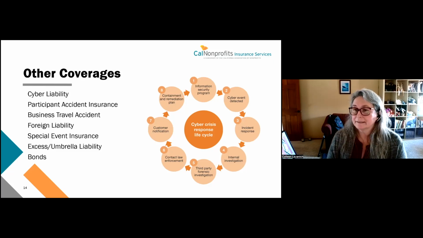This gives you a level of coverage above and beyond an accident policy that can cover your employees, volunteers, anyone, depending on how you write your policy. It's very flexible for travel, both domestically and internationally. Foreign liability. If you're traveling internationally, you need to consider a foreign liability policy.